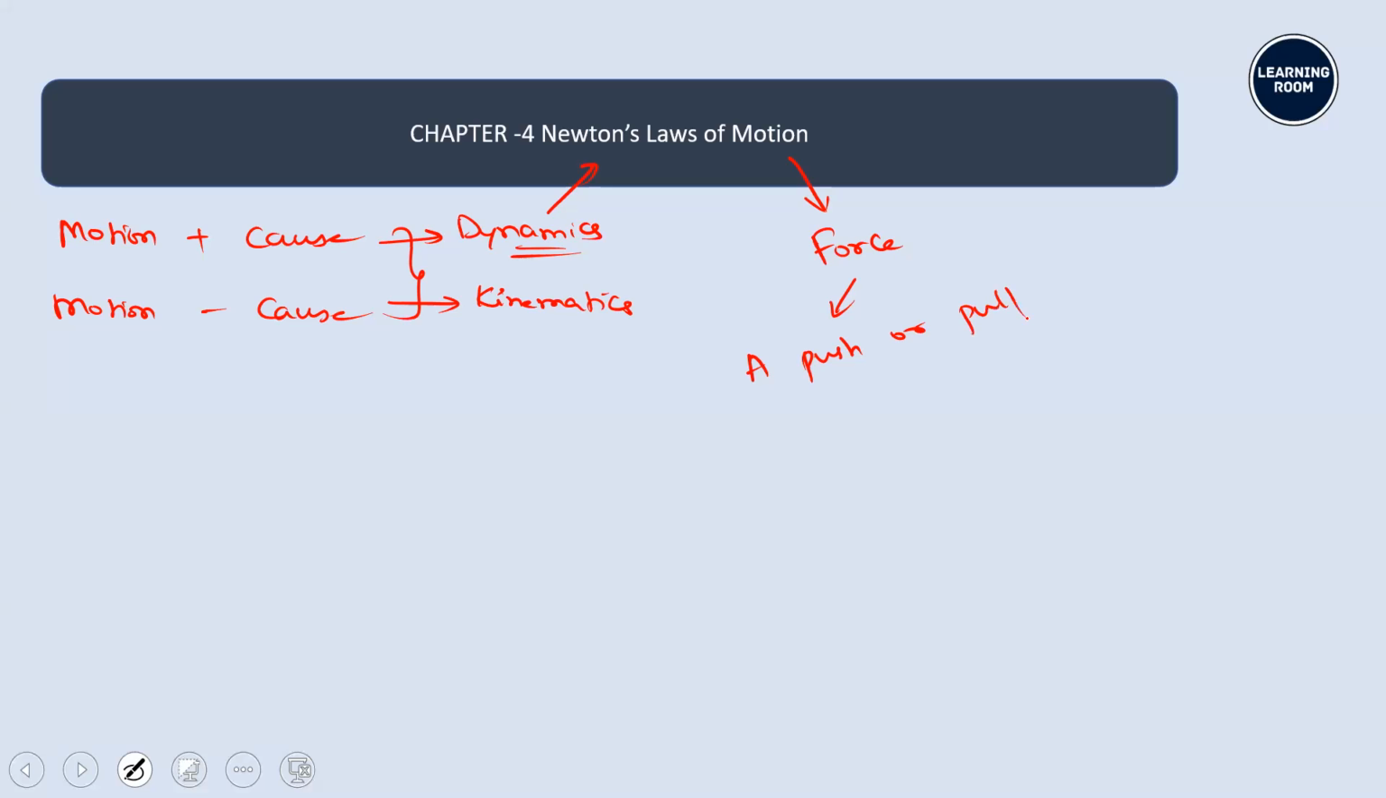Right? So you generally don't apply a push or pull on an object without having any end objective. You just don't keep doing it. So what is the objective of applying this push or pull? It is to ensure that the object moves. So a push or pull applied on an object to make it move is called force. Make a note of this.